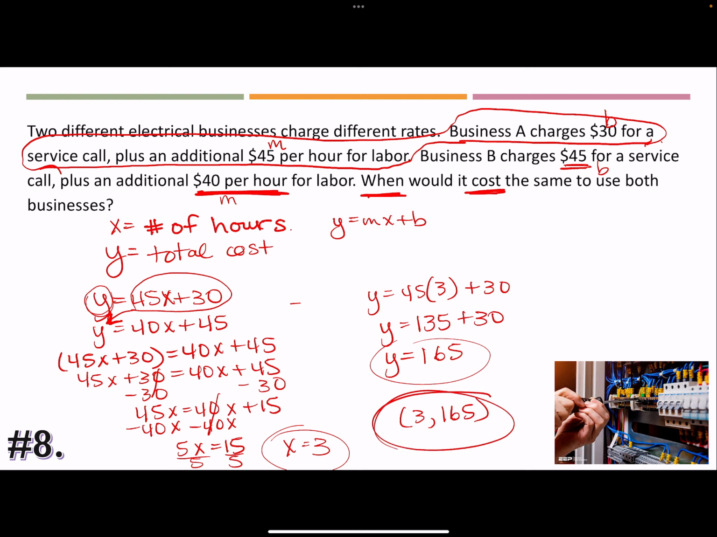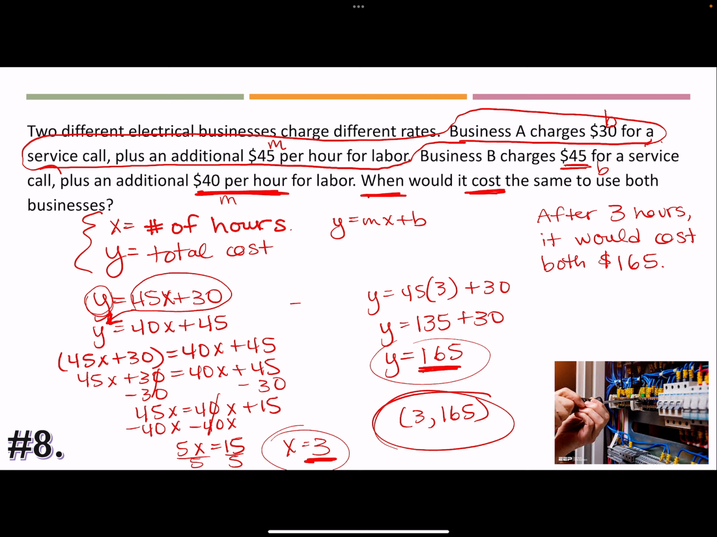But then remember, we have to answer the question. So we have to put this in the context of the problem. When is it going to cost the same to use both businesses? Well, think about your variables. X is the number of hours, y is the total cost. So if they both take 3 hours, it's going to cost them both $165. So after 3 hours, it would cost both $165.